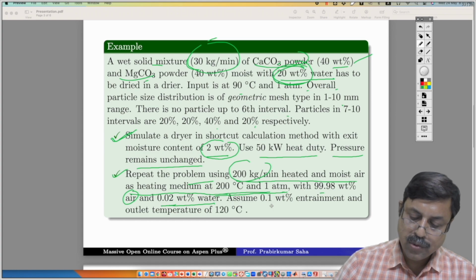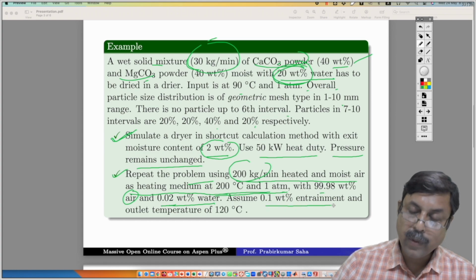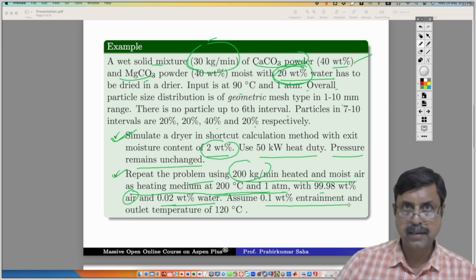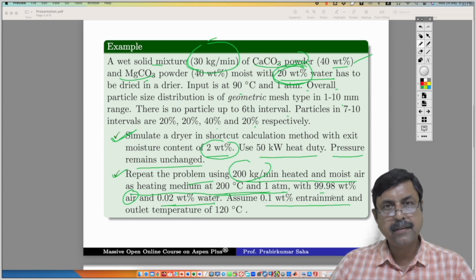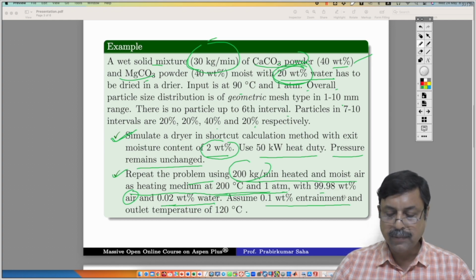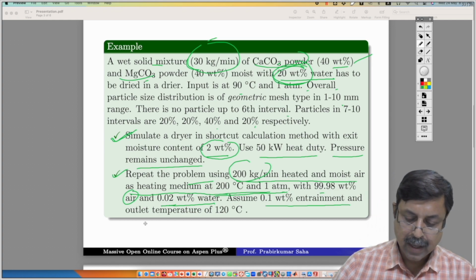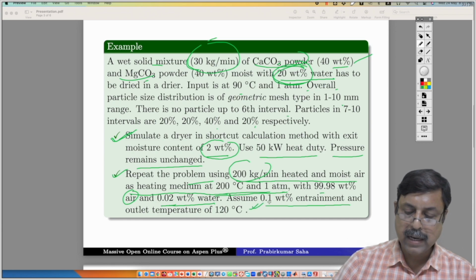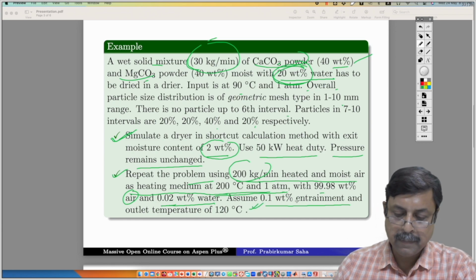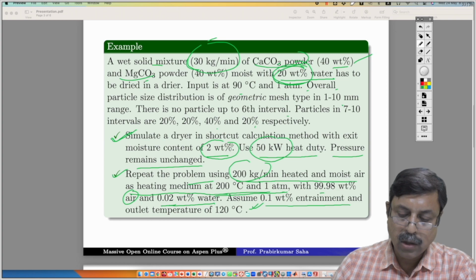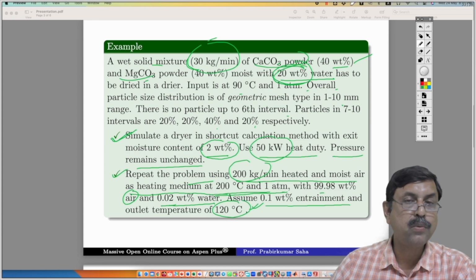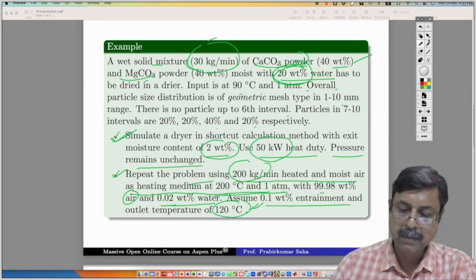And here we have to assume 0.1 weight% entrainment. In the earlier problem, there was no entrainment, but in this problem, as there is air in the system, there will be some entrainment. And outlet temperature is 120 degrees centigrade. In the first problem, we use 50 kilowatt of heat duty. In the second problem, we do not specify heat duty, rather we specify 120 degrees centigrade temperature.